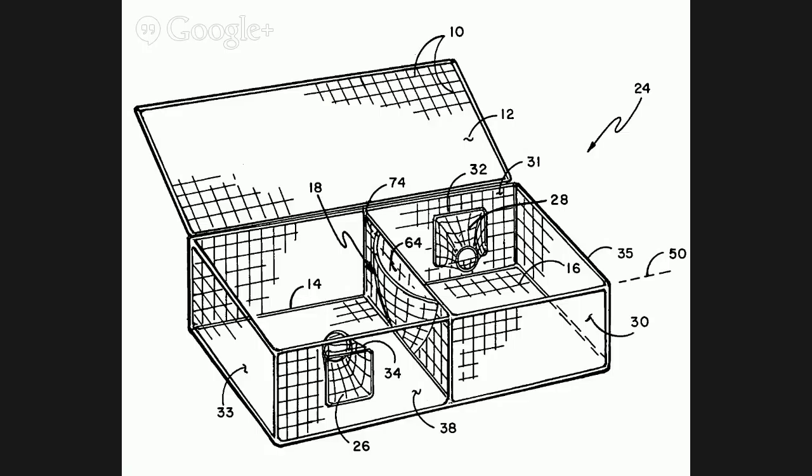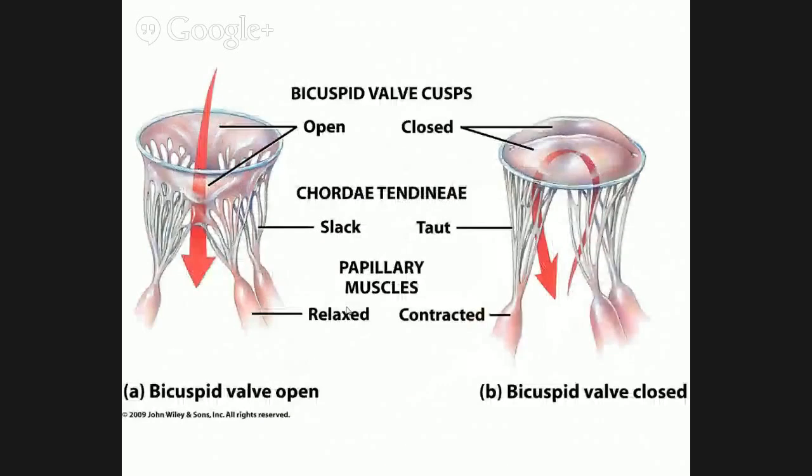Semilunar valves don't need that because the pressure differential across those valves is not as great as across AV valves, and they'll stay closed on their own pretty much fine. So, but that's my little analogy for how valves work. And then this is a picture kind of showing this.